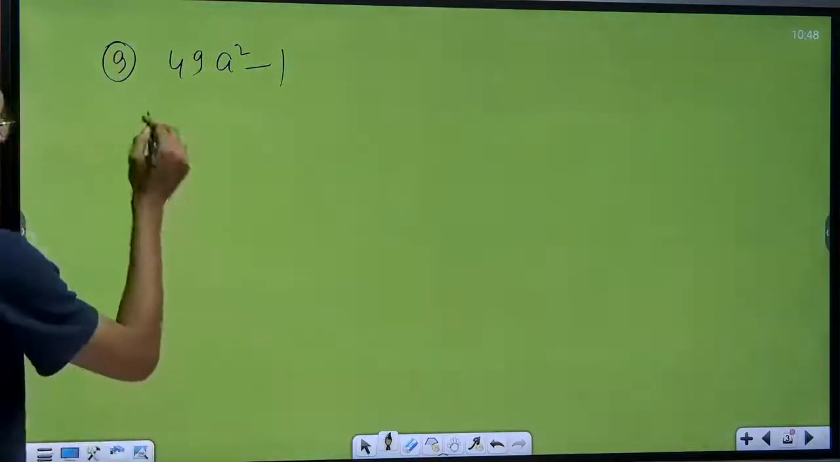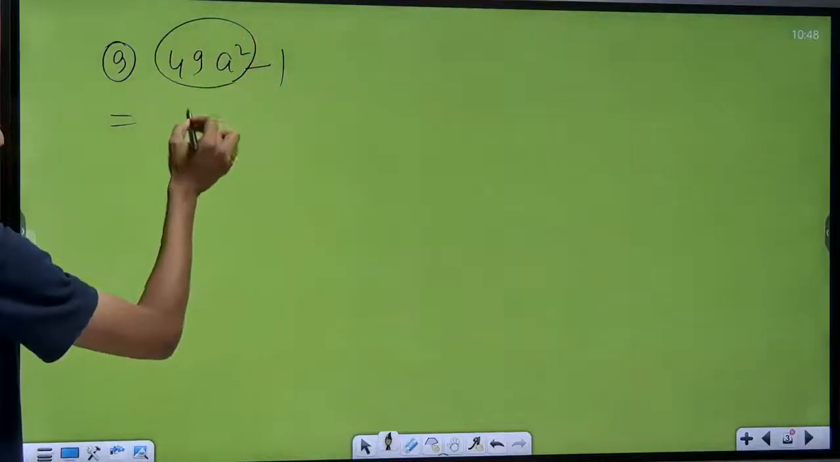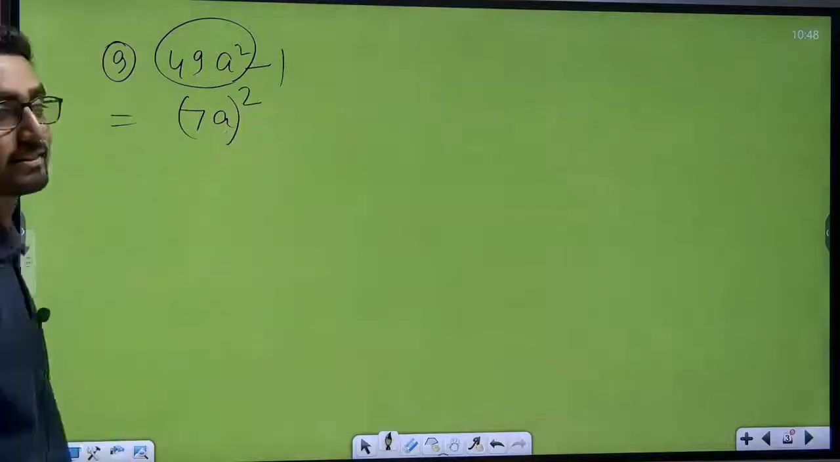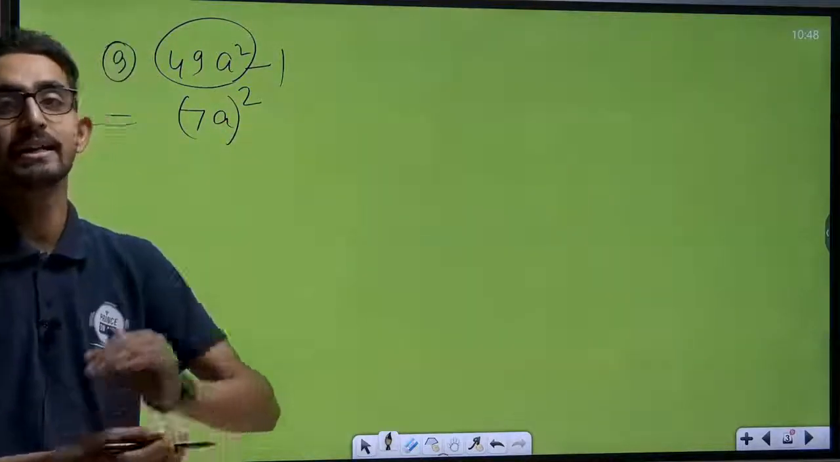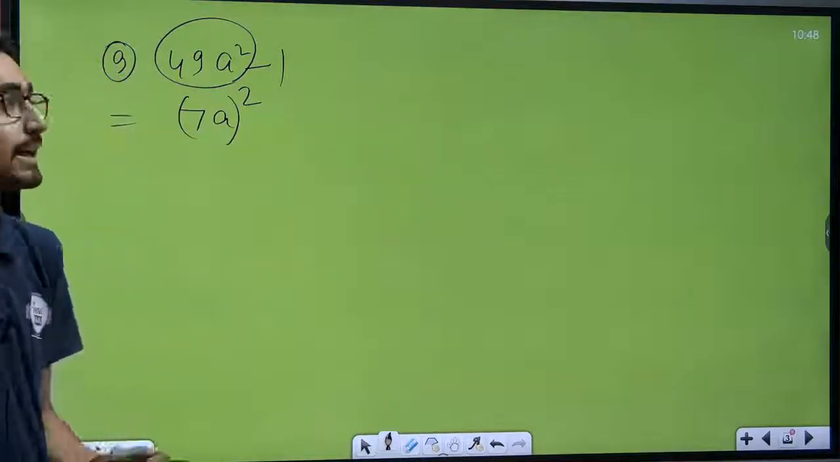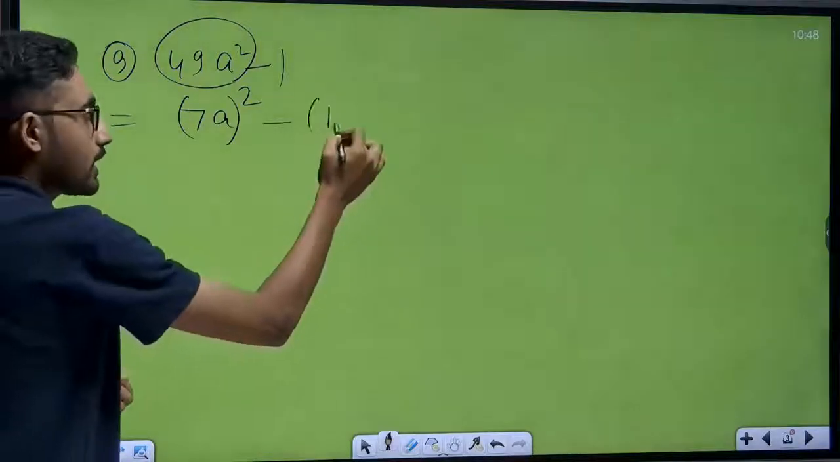Okay, let's see. Again a similar question, 49 square. That means we can say (7a) whole square. Yes. And 1, actually, we can write 1 to the power of any number, that is 1 only. लिख सकते हैं ना? That's why we can say it, but here we have to write it in square form. That's why write 1 ka square.